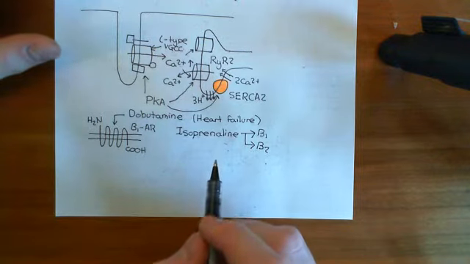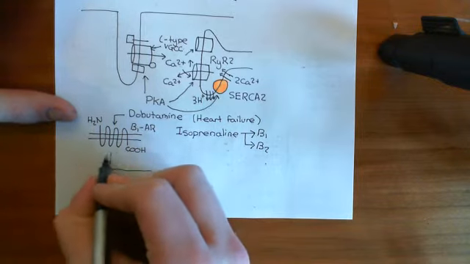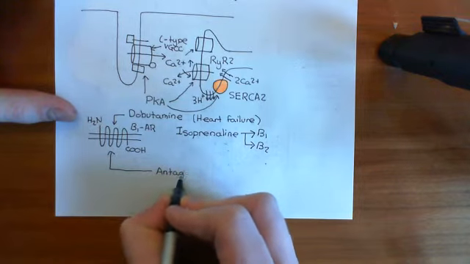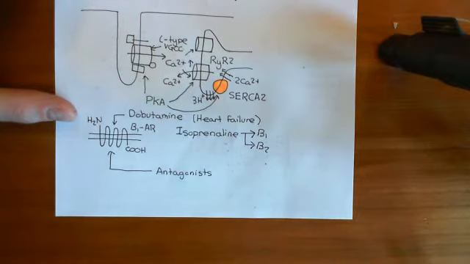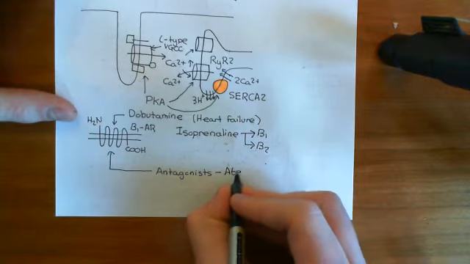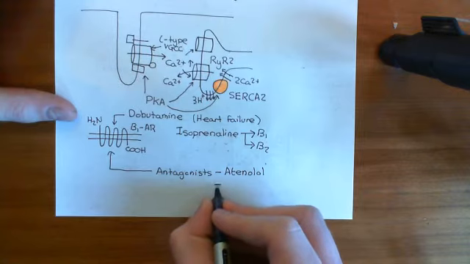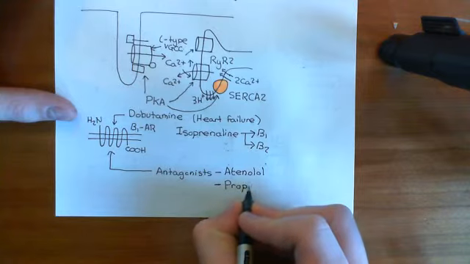Okay, now some antagonists for the beta-1 adrenoreceptors. Antagonists are drugs, remember, which will bind to the receptor at the same site as noradrenaline or adrenaline would bind, but do not activate the receptor. So they bind there and block other ligands from being able to bind, but they themselves do not activate the receptor. So a selective antagonist for beta-1 adrenoreceptors is atenolol. A non-selective antagonist for beta-1 receptors is propranolol.